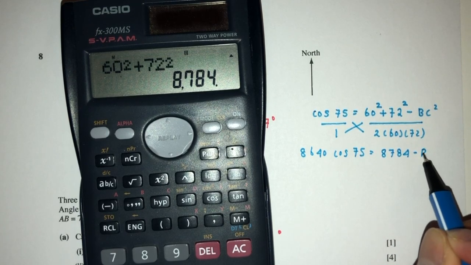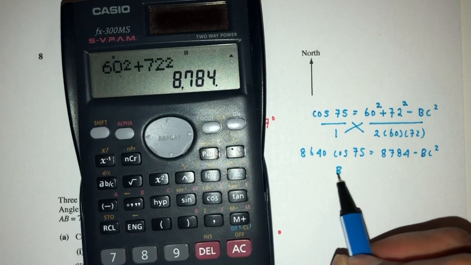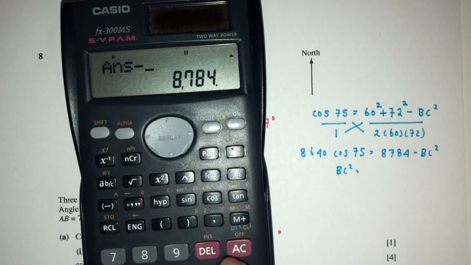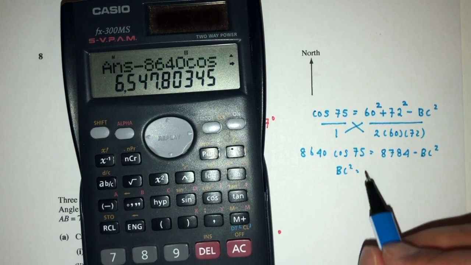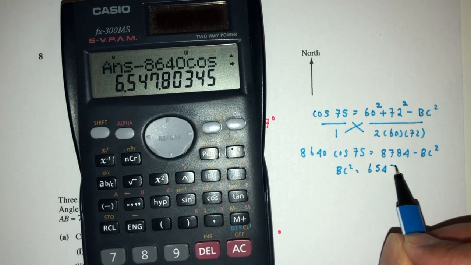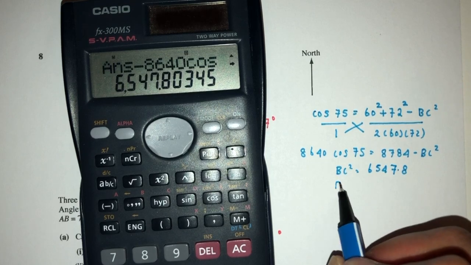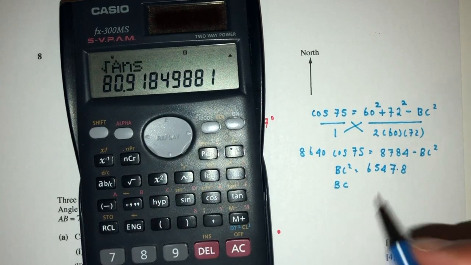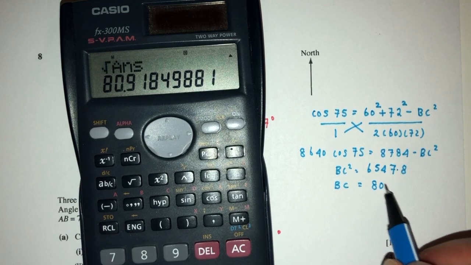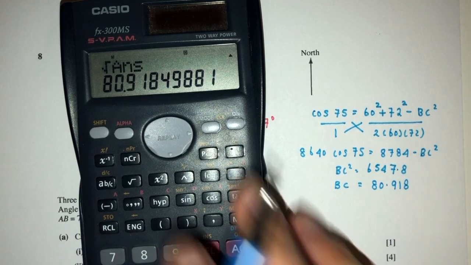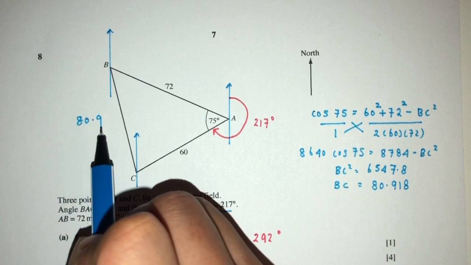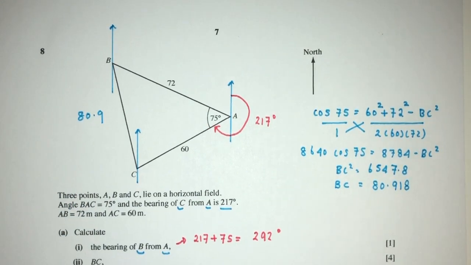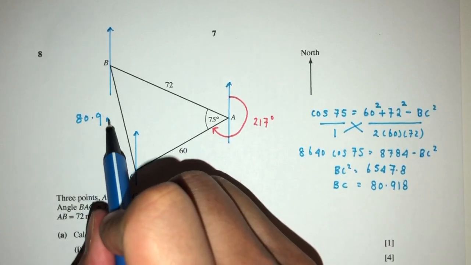That will be 8784 minus BC square. From this, BC square has to be what? This minus 8640 cos of 75, that will be 6547.8. So BC has to be 80.918. So correct to 3SF, that will be 80.9 for the value of BC. It is in terms of meters.